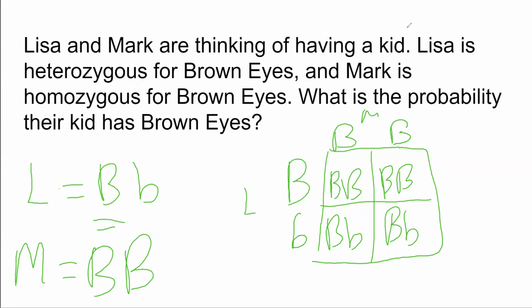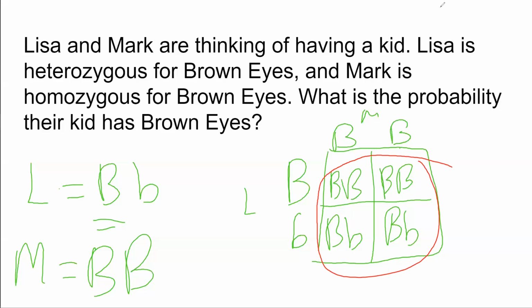So now we have our 4 different results for what our kids could be. These are the 4 different results. Out of these, how many are going to be brown? The answer to that is all of them, because all of them have a dominant allele, and we know that brown eyes are the dominant allele. So therefore, all are going to be dominant.